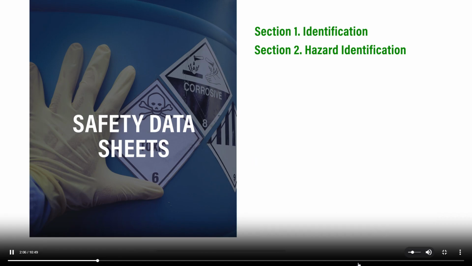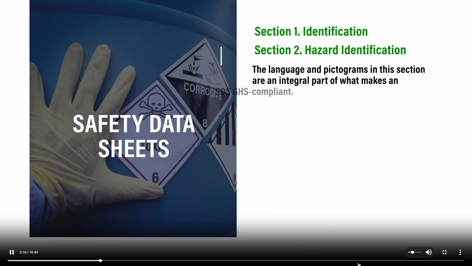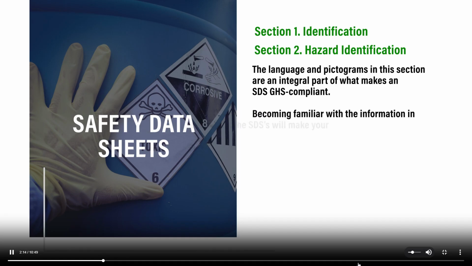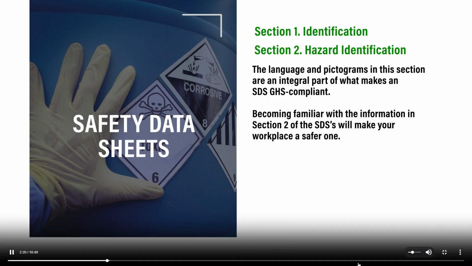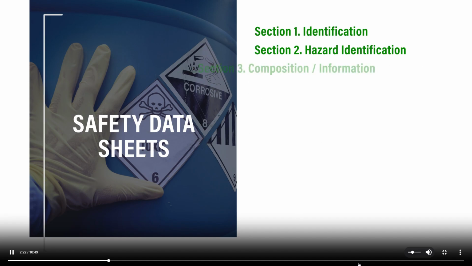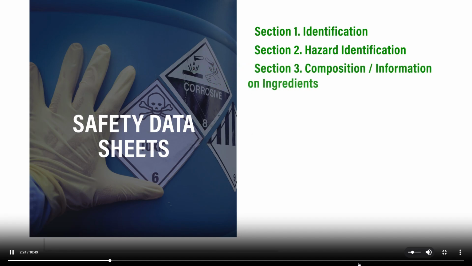The language and pictograms in the hazard identification section are an integral part of what makes an SDS GHS compliant. Becoming familiar with the information in Section 2 of the safety data sheet will make your workplace a safer one. Section 3 of the Safety Data Sheet. Composition and information on ingredients.